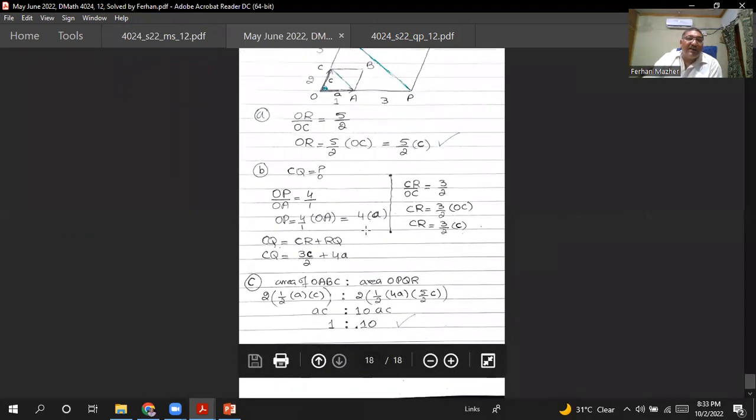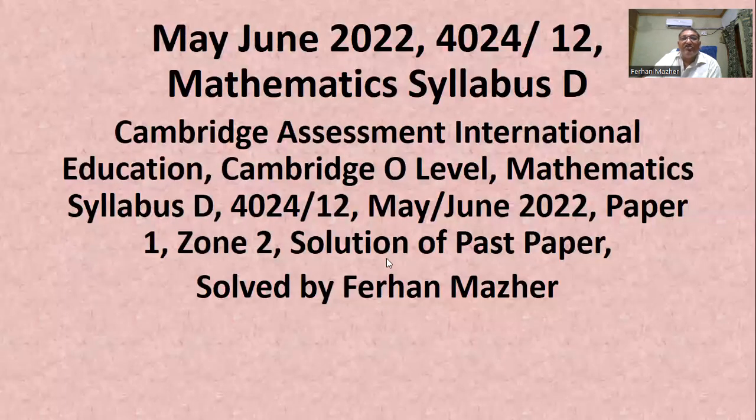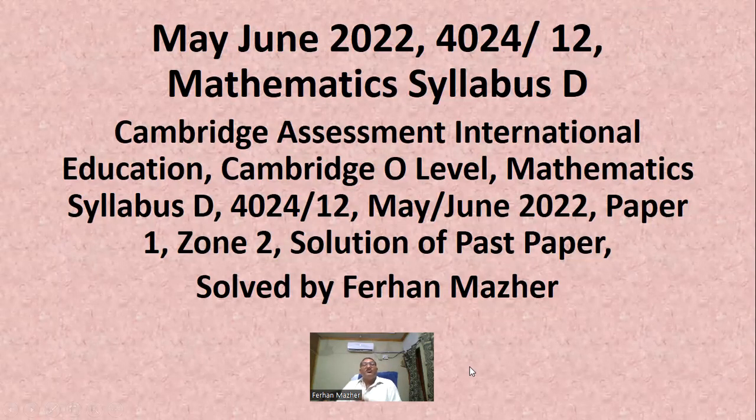So we are done with this paper, and today, my dear students, we have attempted the May June 2022 402412 paper. That paper one is from zone 2. I have tried my best to explain the concepts and how the calculations are done in this paper. If you have a hard copy of this paper and you learn it from this video and you also do it yourself, then it will be great for you.